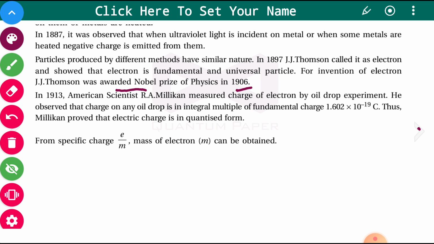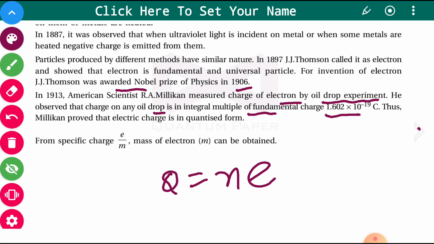In 1913, American scientist Millikan measured the charge of the electron by the oil drop experiment. He observed that the charge on any oil drop is an integral multiple of the fundamental charge, that is 1.6 into 10 to the power minus 19 coulomb, and as you know, Q is equal to ne. Thus, from specific charge e upon m, the mass of the electron can also be obtained.